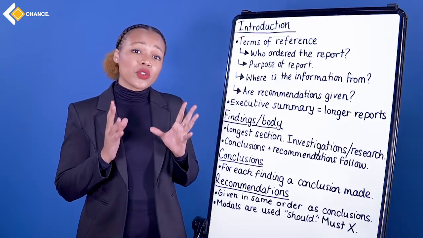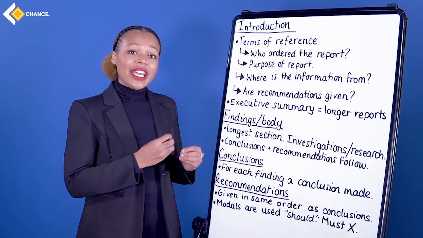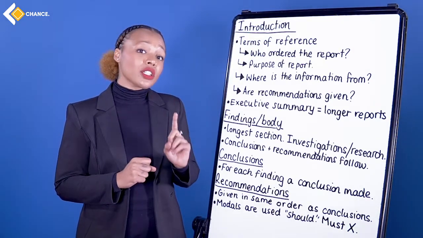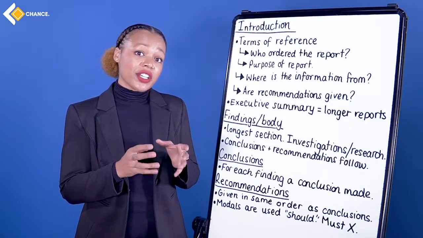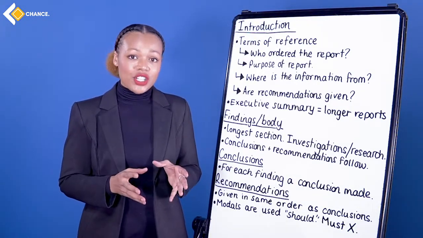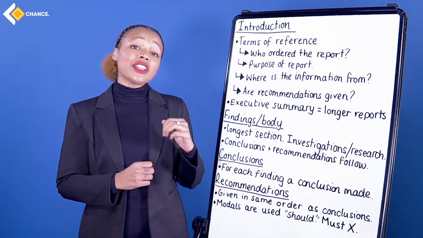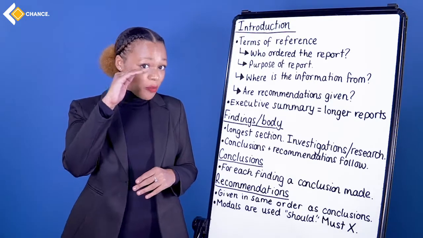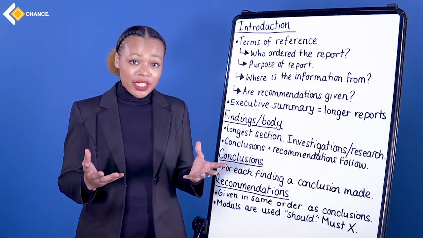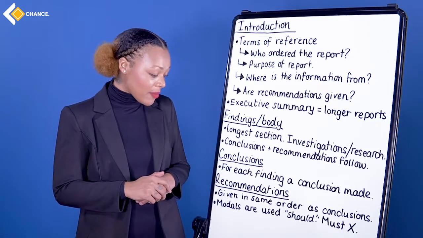The next part of your business report is the conclusion section. Here, you need to have 1 conclusion for every finding. After the conclusion section, you then need recommendations. Now, you will have clearly set out conclusions and you need to follow the same order with your recommendations. They should be in order. You could bullet point them, you could number them, but they should be in a specific order.